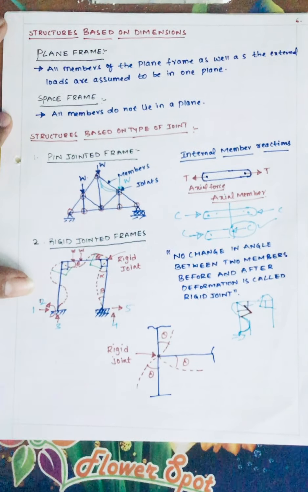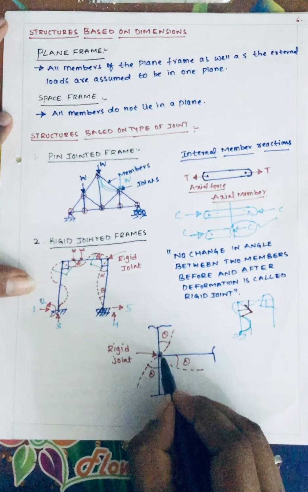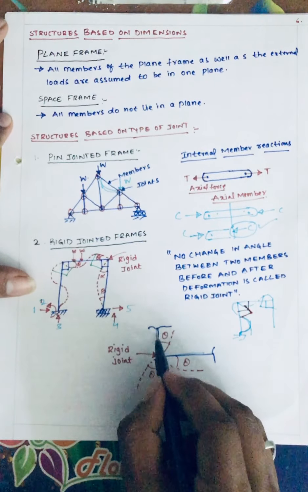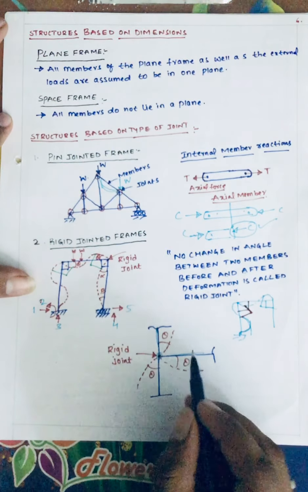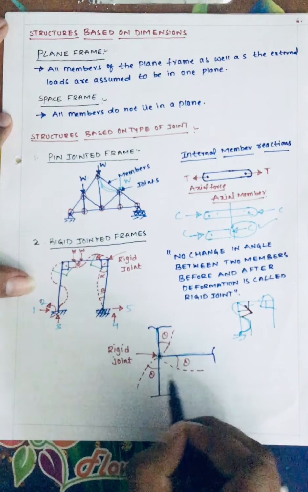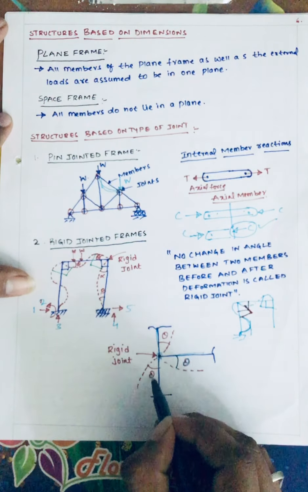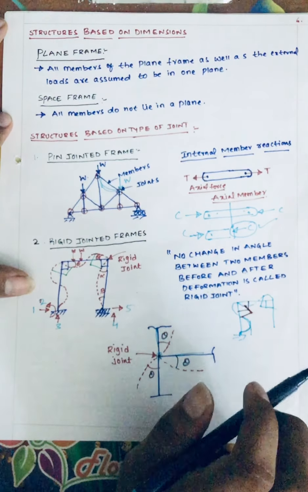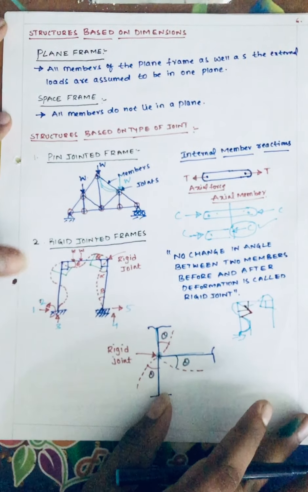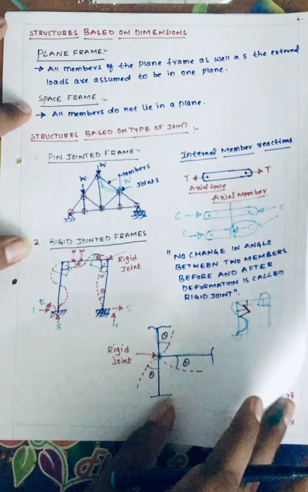So if you take this rigid joint, this is a beam and this is a column, this is the connecting column, this is the first floor column and this is the base floor column. When the deformations are happening like this, this theta value should not change. Even after deformation, this theta value should not change. So that is the meaning of a rigid joint. We will be seeing a few examples for this rigid joint.